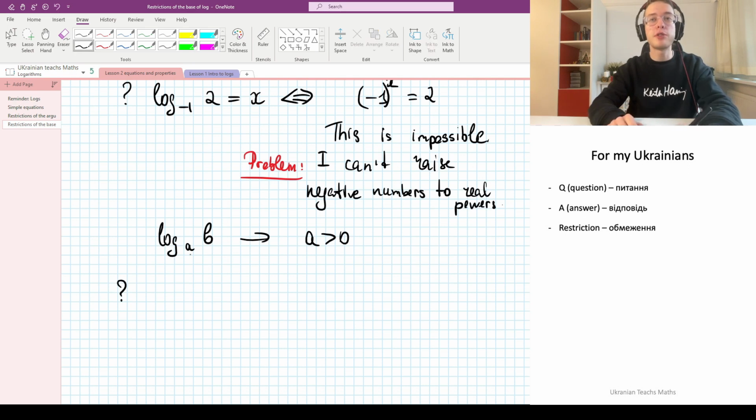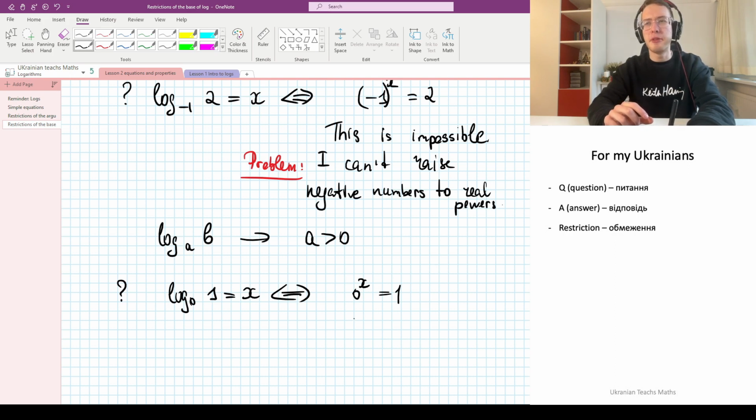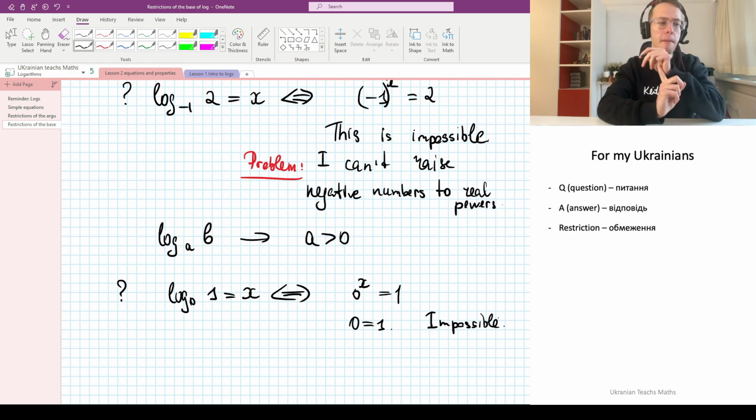Why is that? Because if I have log base 0 of, let's say again, 1, and we assign some value of x, well, this would mean that we have, as always, the result 1, base 0, and exponent, or index, x. But this means that 0 is equal to 1, because 0 raised to any power is again 0. And this here is impossible as well. So I'm not allowed to take negative numbers, and I'm not allowed to take 0.